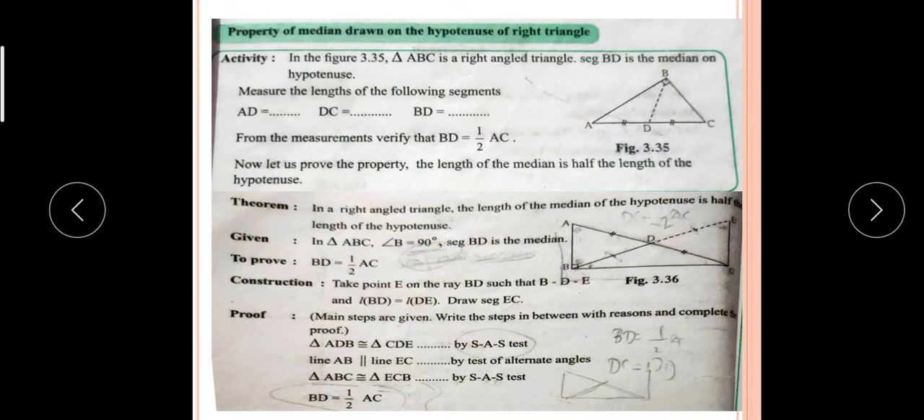How to prove it? Now see, in triangle ABC, BD is the median, and ABC is a right angle triangle. Just extend the segment BD in such a way that BD is equal to DE, and join C. Okay, this is our construction. Now what is the proof?